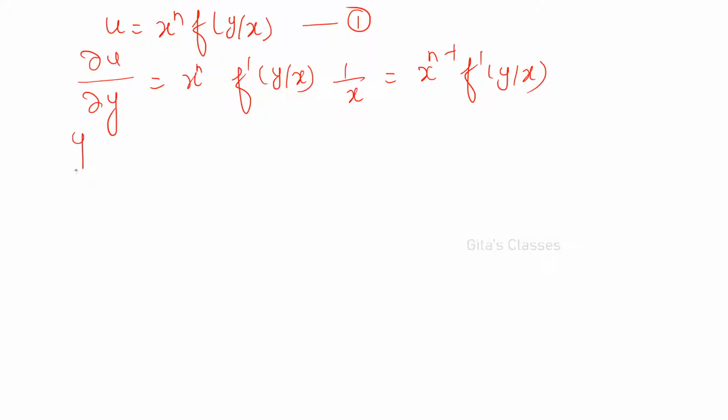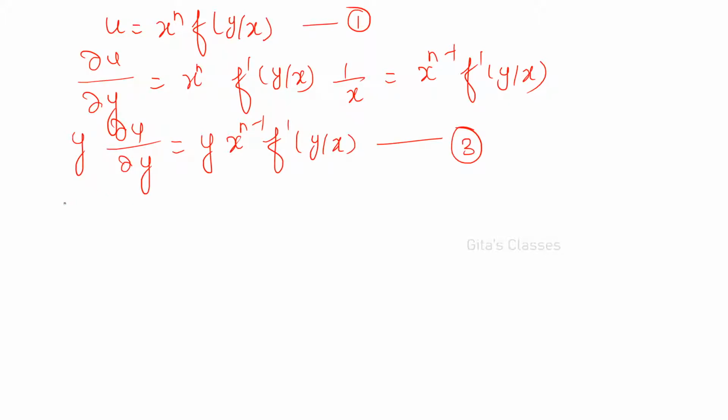So if you multiply by y, what will you get? y into dou u by dou y is equal to y into x power n minus 1 into f dash of y by x. Let this be equation number 3. Now you add 2 and 3. Adding equation 2 and 3.